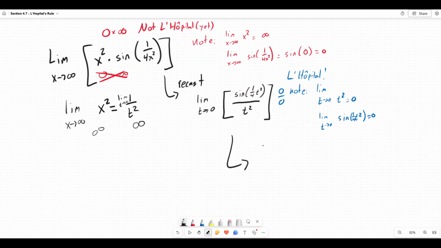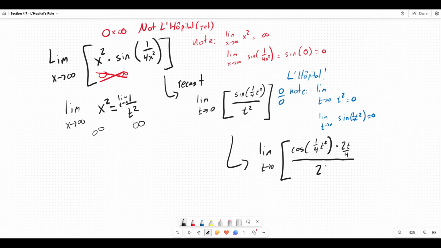So now I'm ready to take the derivatives. This is going to be the limit as t goes to 0 of, what's the derivative of sine? Derivative of sine is cosine times derivative of the inside. This will be 2t over 4, all over.